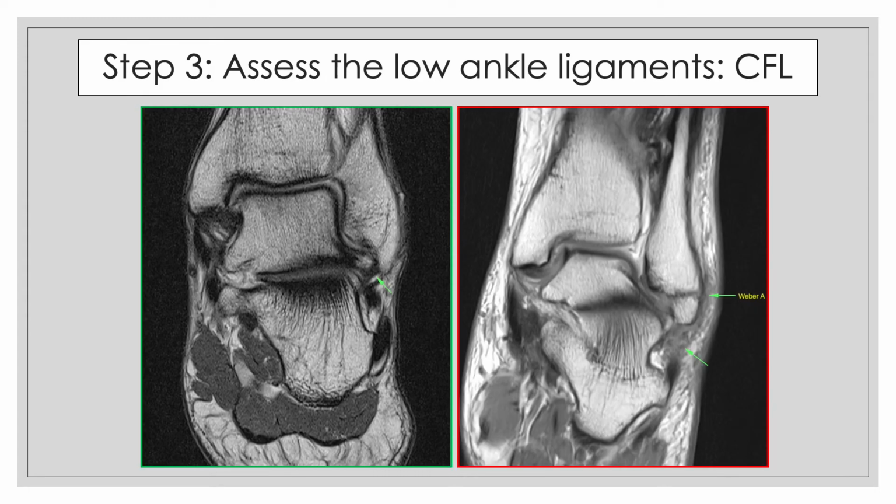The calcaneofibular ligament, you can see here in the green arrow on the left looking normal. And then in this patient on the right, you can see not only is there an inferior tip lateral malleolar fracture, but you can also see that the calcaneofibular ligament is significantly thickened and edematous.